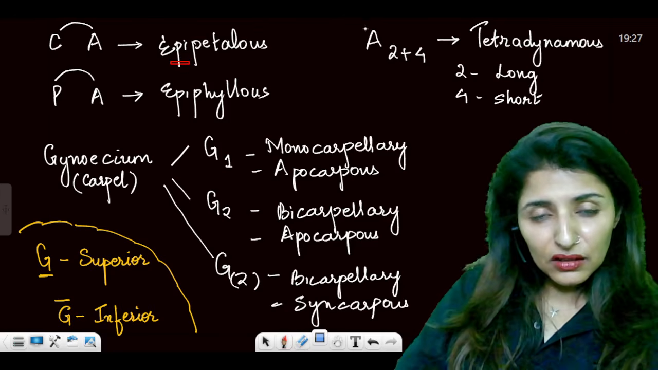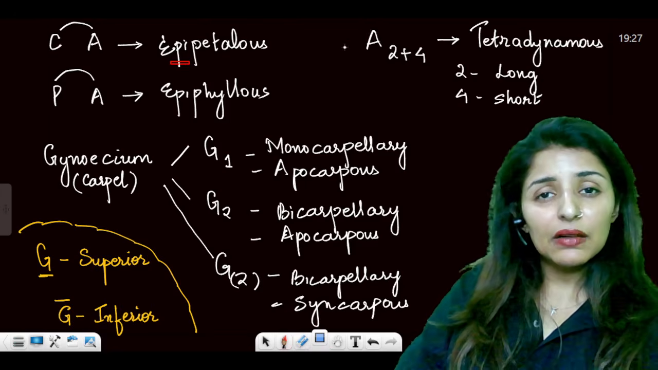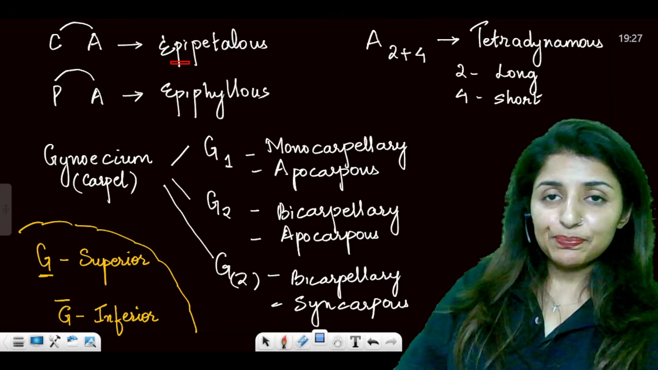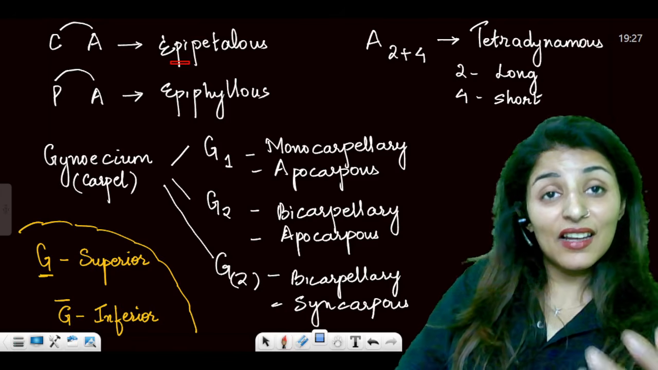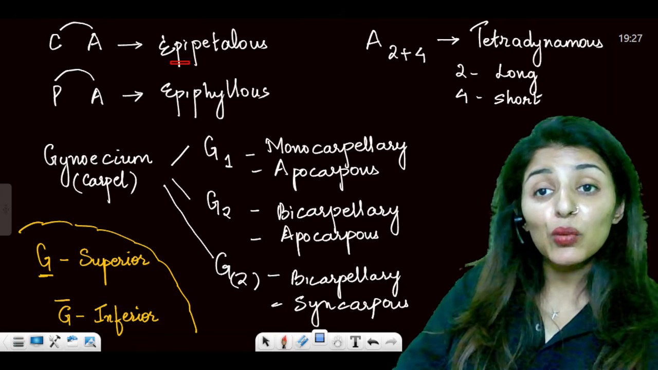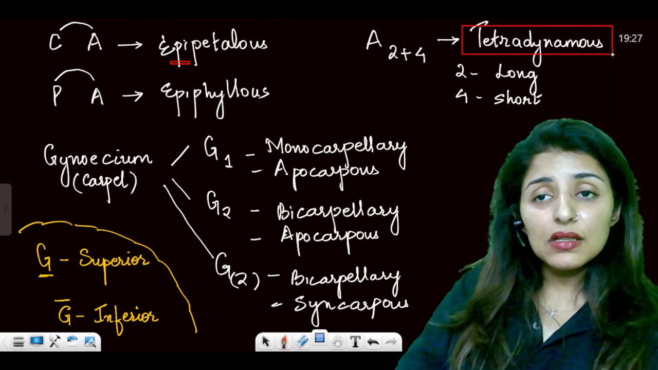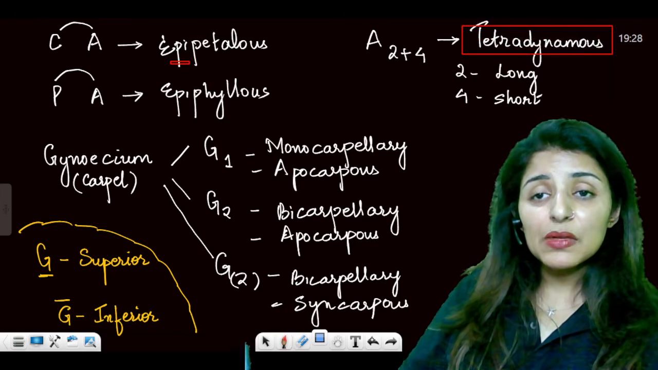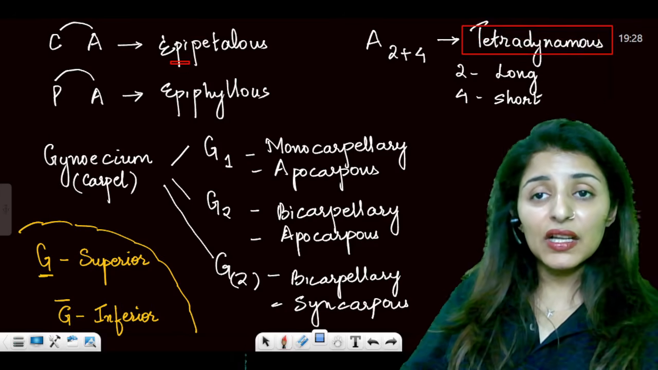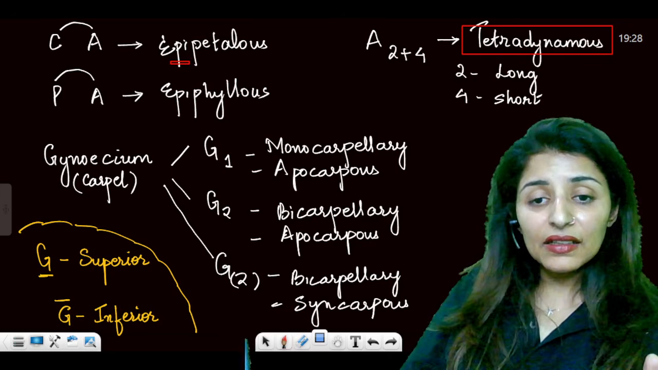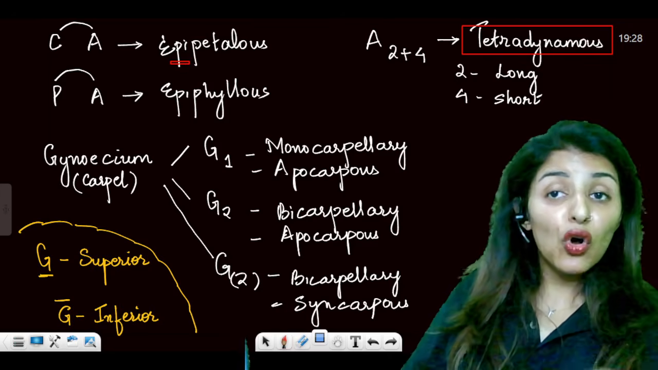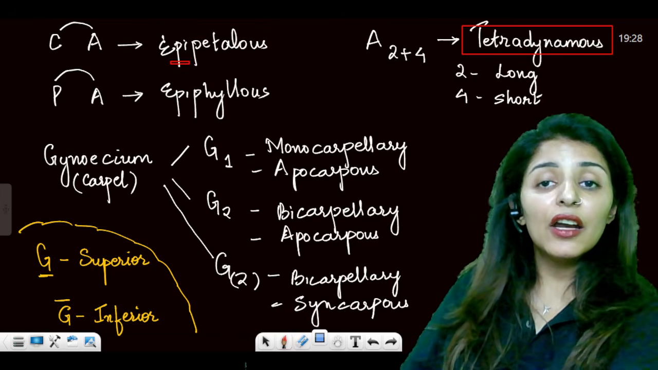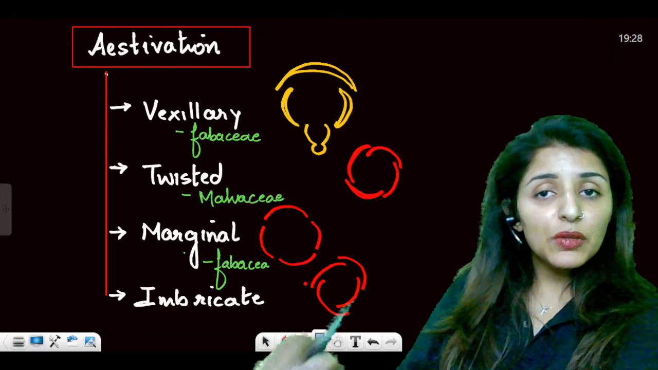Now there is another very typical condition that you will observe, that is A2 plus 4. It means there are six stamens, but what do you mean by 2 plus 4? The 2 plus 4 situation means tetradynamous condition. So what is the tetradynamous condition? In tetradynamous condition, guys, there are two long and four short filaments. So two long stamens and four short stamens are indicated by the 2 plus 4 condition. I hope this much is clear.